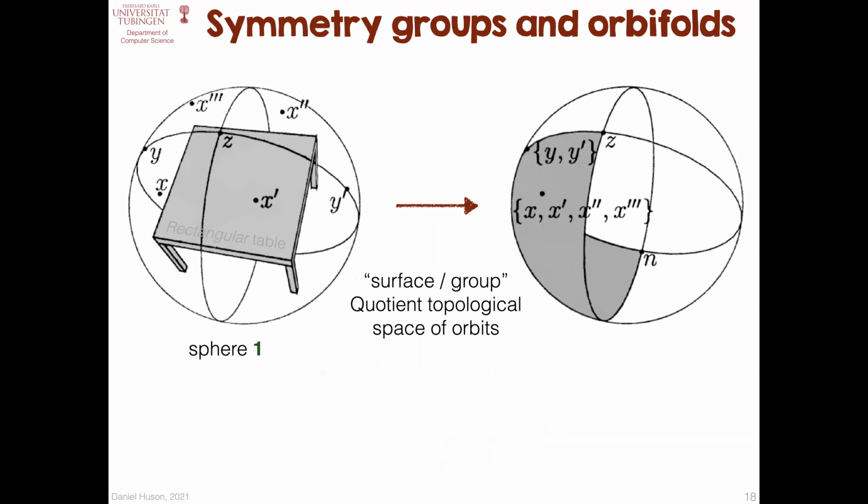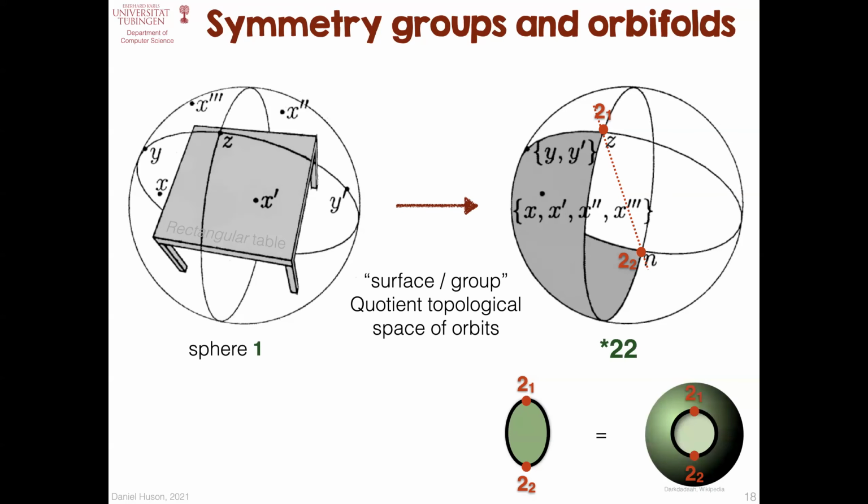If you identify points on the sphere that are symmetry equivalent, then you get 1/4 of the sphere, and points in the interior of that 1/4 have 4 pre-image points. Points on the boundary have 2, and points on the top or the bottom have 1 pre-image in that construction. The top point and the bottom point correspond to twofold rotations, and the boundary points correspond to reflectional symmetries of the table. And so this gives rise to a disk with 2 corner points on the boundary. And so the symmetry group for this table is star 2, 2.